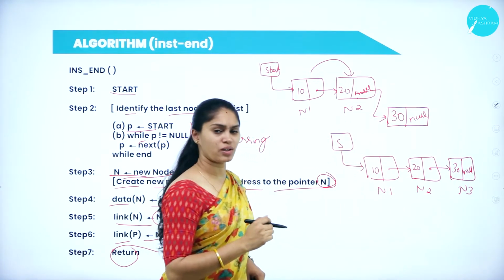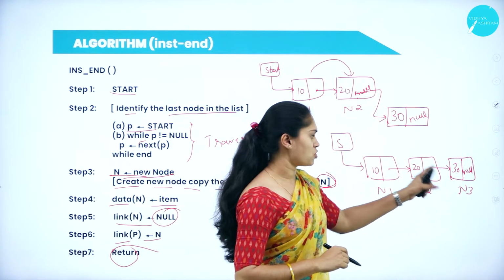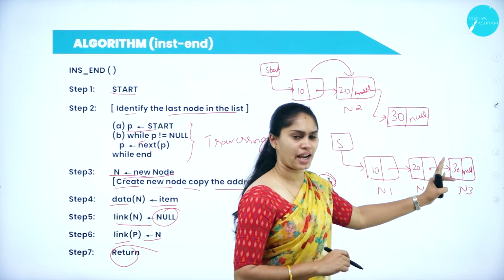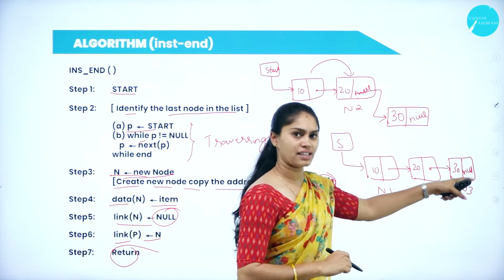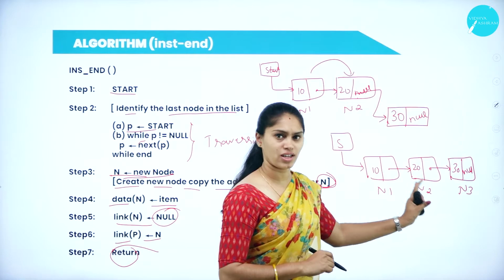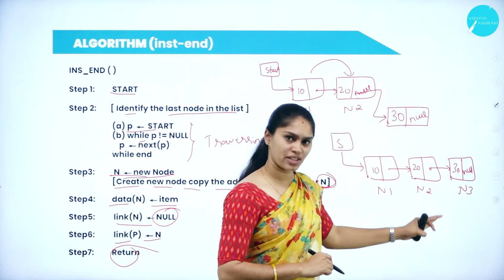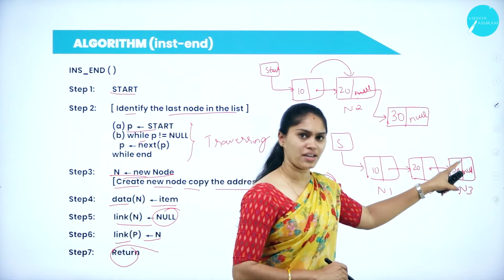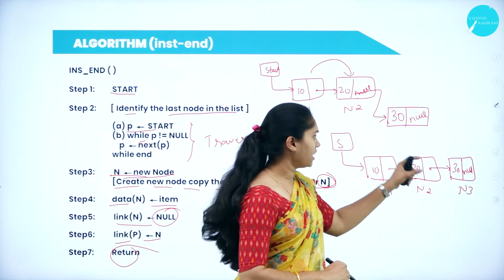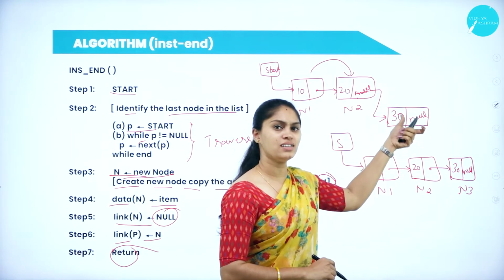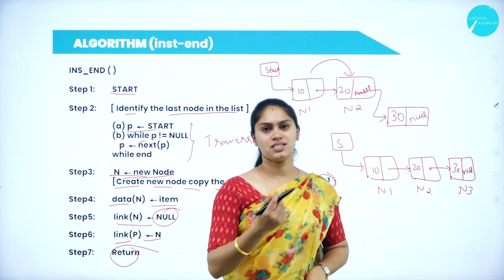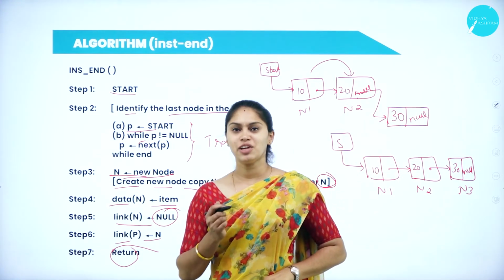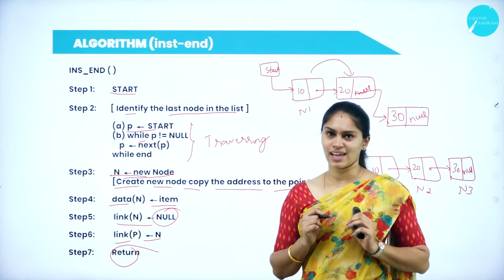If I want to create one more node, at that time what I am supposed to do, I have to traverse from the beginning to the end. When I find this last node, at that time I have to create one more node called new node. Then I have to put the data over there. After that, this null is going to be pointed to the newly created node, and the newly created node is going to have the address as null. So this is how we are going to create a new node at the end of a linked list.